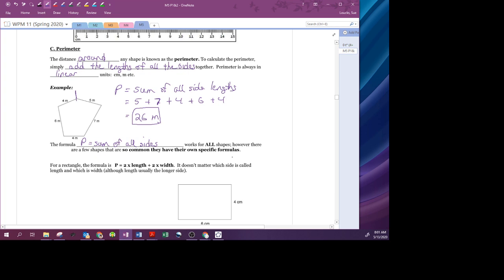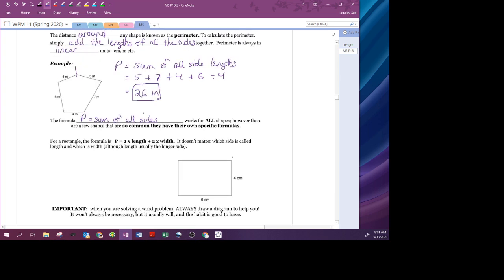times the width. It doesn't matter which is called the length and which is called the width, although length is usually the longer side. So let's do this here. P equals 2L plus 2W. And I always do my L's as like a scripted L so that you don't confuse it with a 1. And I'm going to say that this is my length and this is my width.